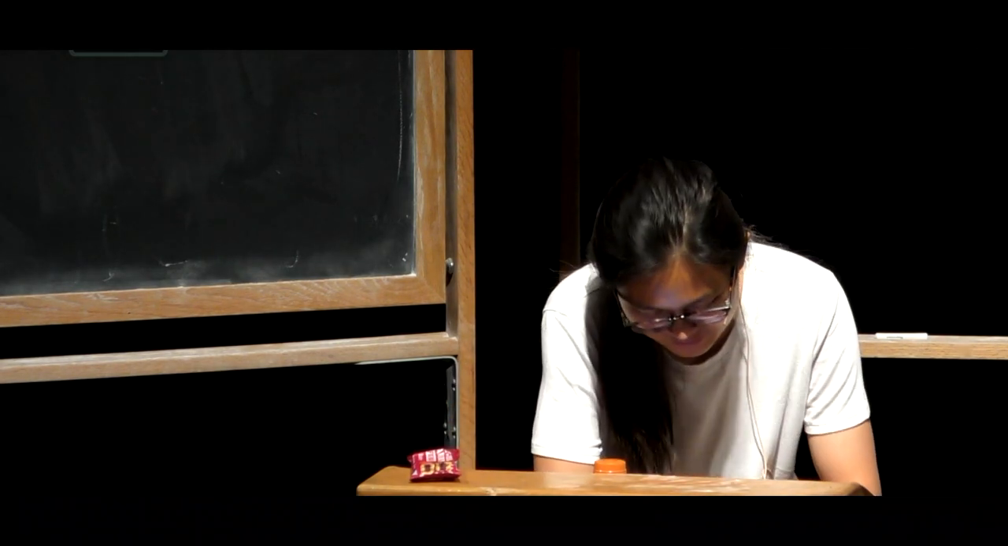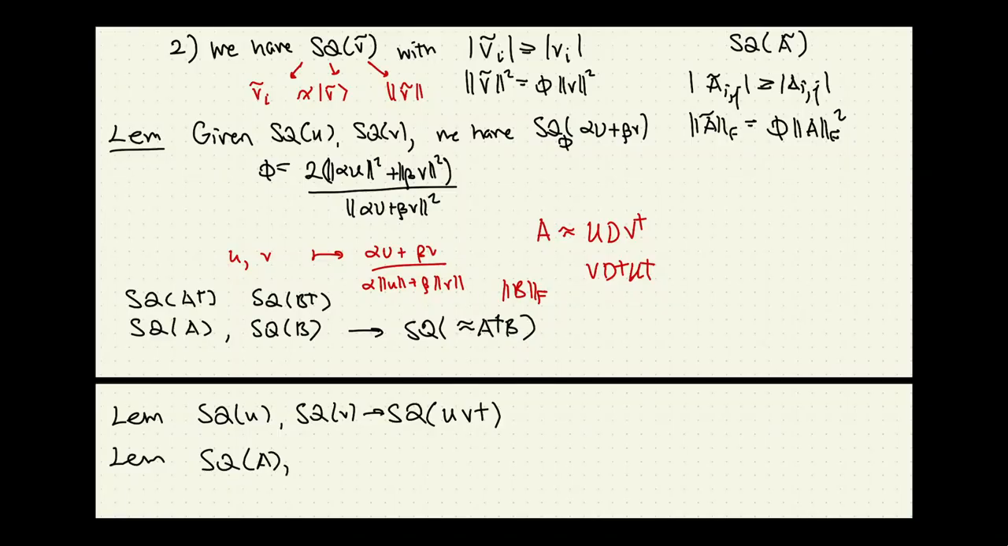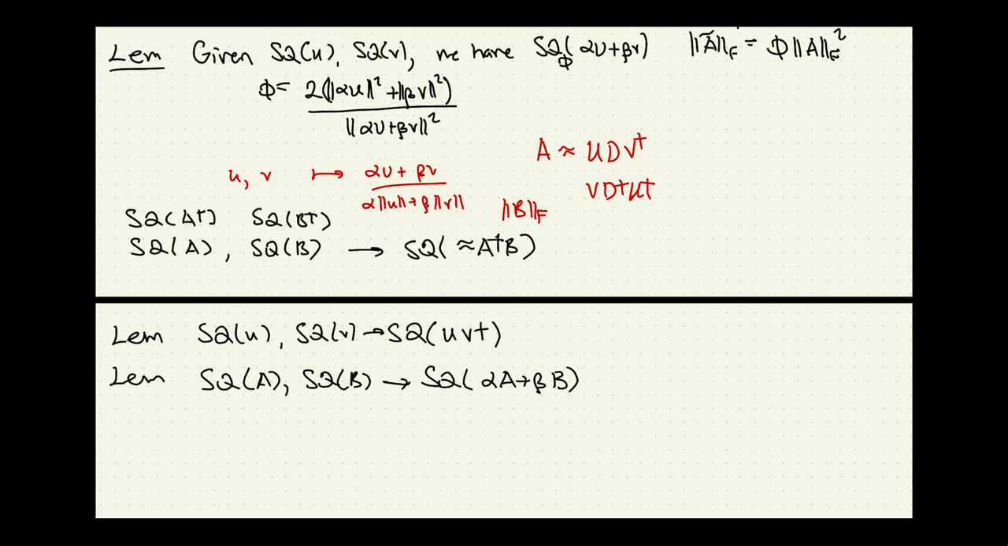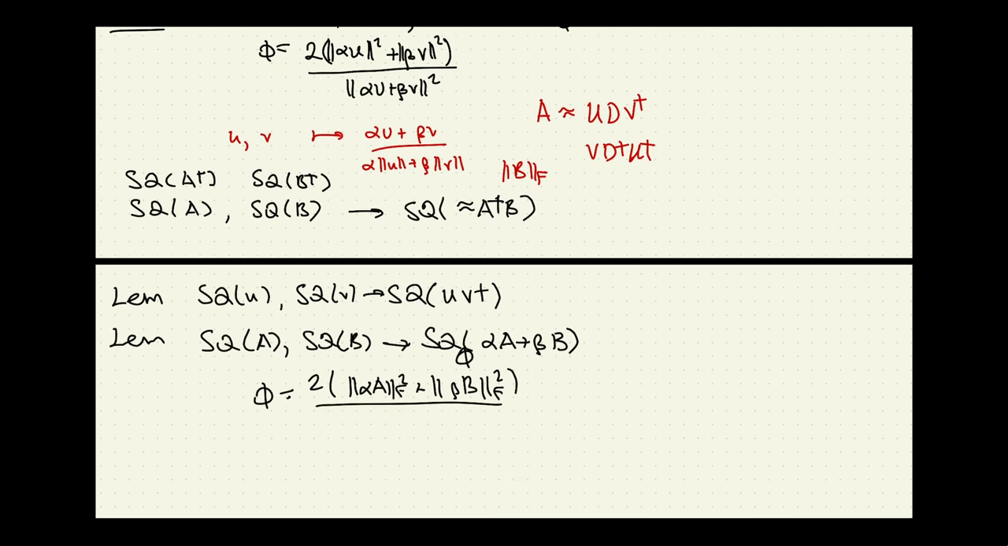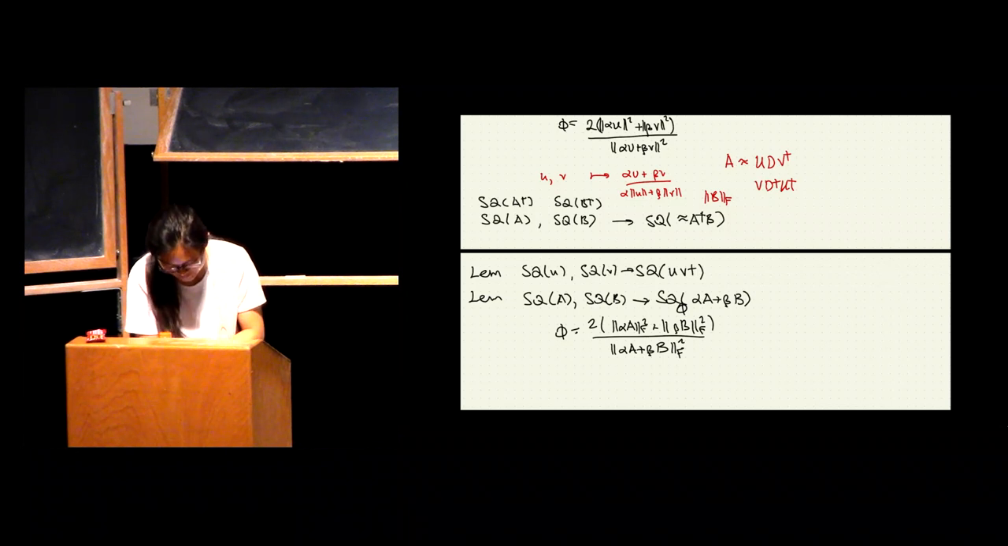And similarly, we can extend our linear combinations argument here as well. And the value of phi is what you would expect it to be here. I'm just going to write it for completeness. But basically, it follows from the same protocol. And okay, so this will be all the statements that I'll need for later.